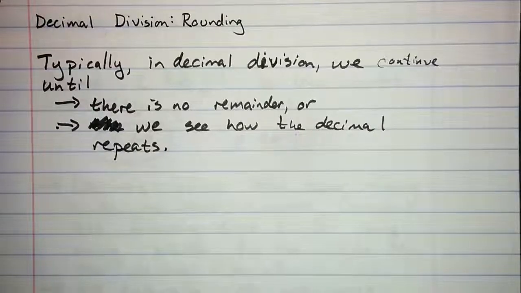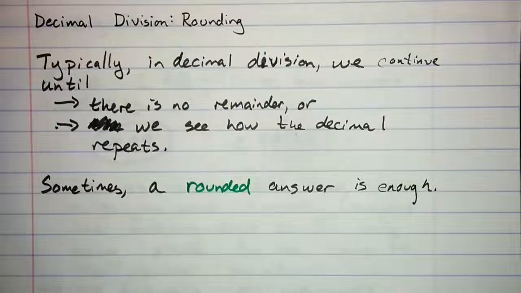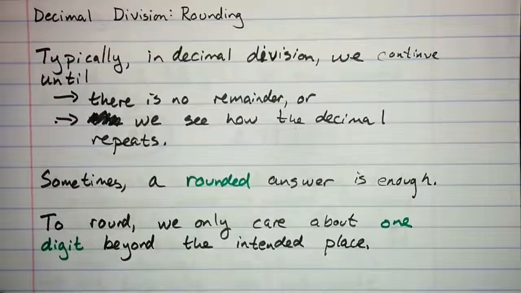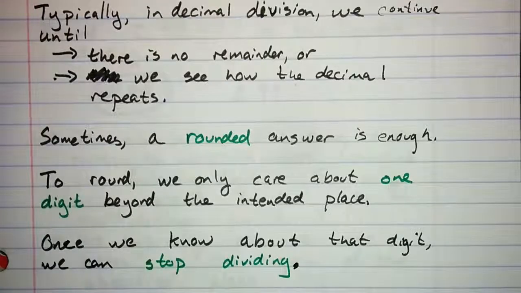nearest thousandth. And when that's the case, well, remember, when we're rounding, we only look at the place we're rounding to and the following digit, which means that once we know about that digit, we can stop dividing, which in the future is going to make us very, very happy.